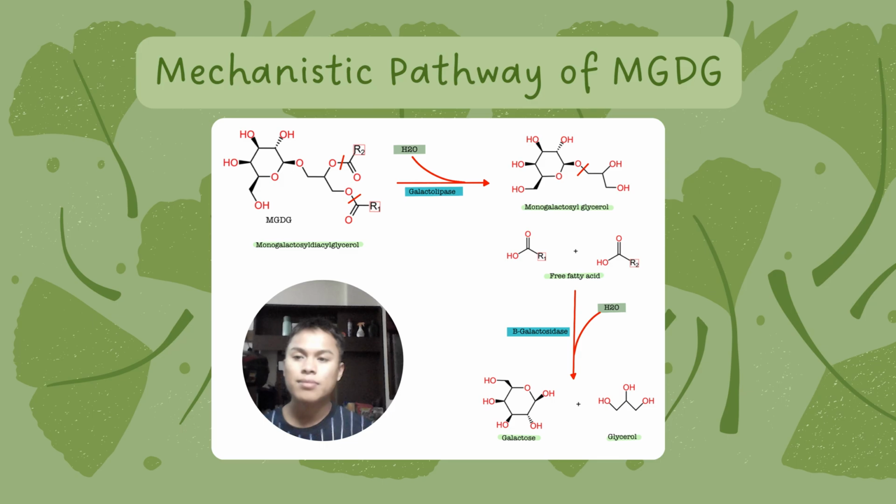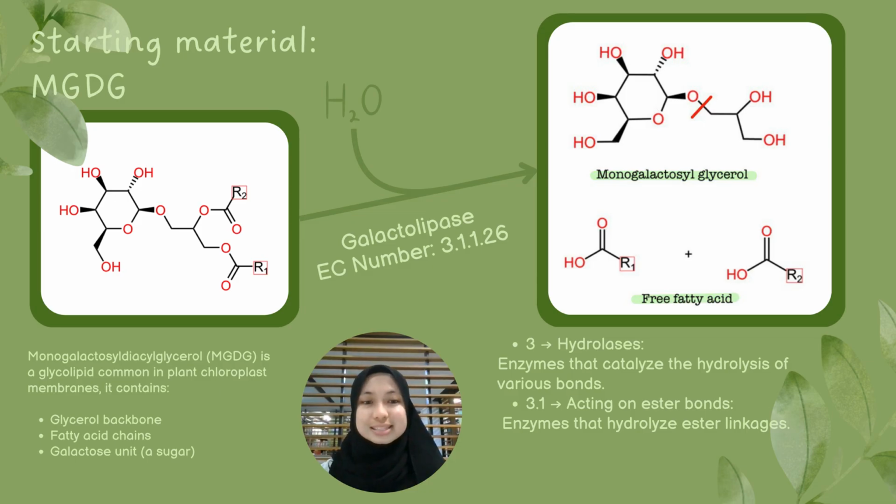The first step involves the enzyme galactolipase. The substrate MGDG undergoes hydrolysis. This reaction breaks the ester bonds, yielding monogalactosyl glycerol and free fatty acids. In the subsequent step, beta-galactosidase acts on monogalactosyl glycerol, cleaving the glycosidic bond. This reaction produces galactose and glycerol. Next, we focus on the enzymatic breakdown of MGDG.